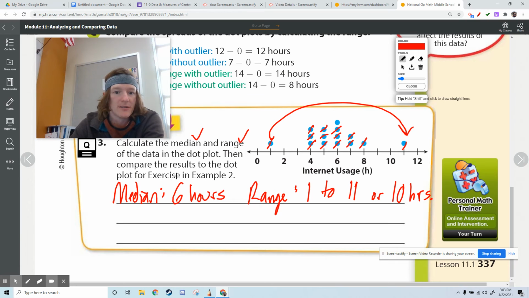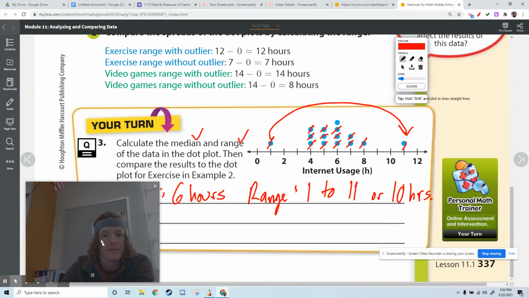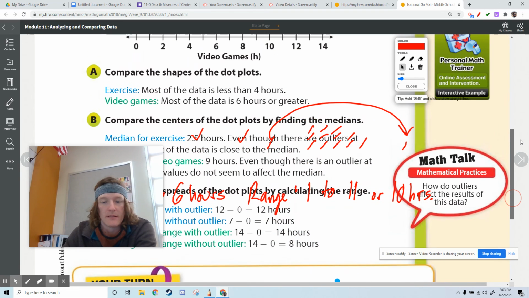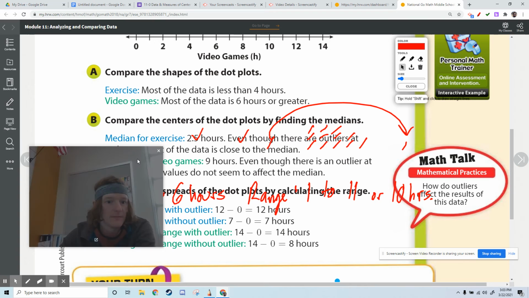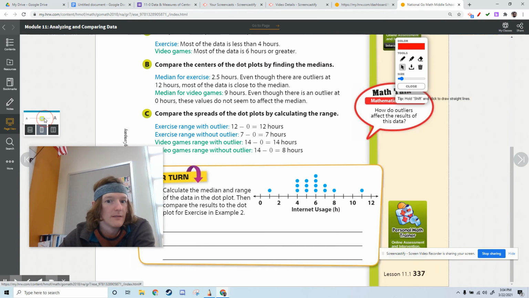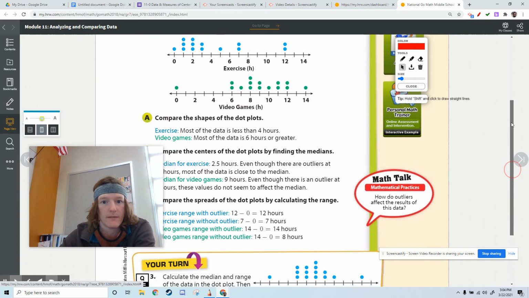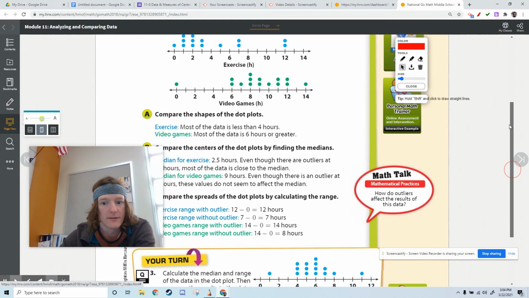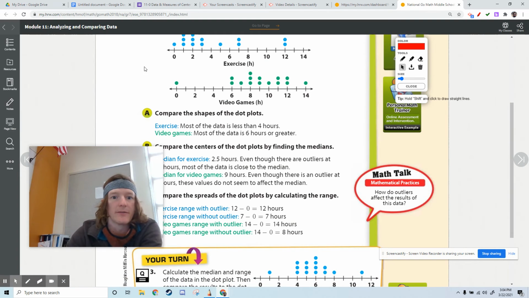Then compare the results to the dot plot for exercise in example 2. Let's see if I can get these all on the same screen. Get rid of page marker here. Scroll up. All right. Looks like we can kind of fit them. All right, here we go.